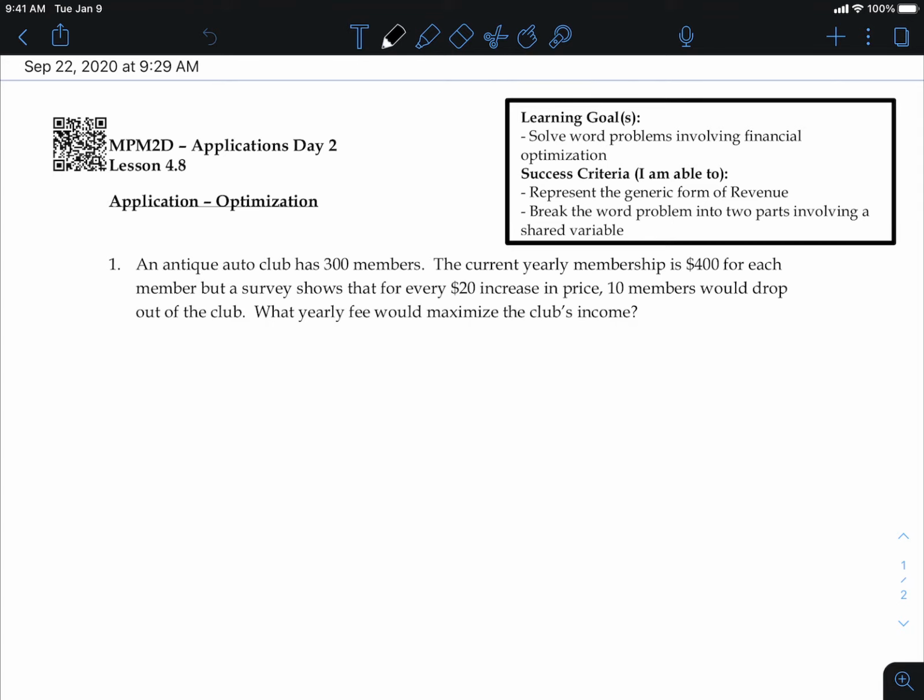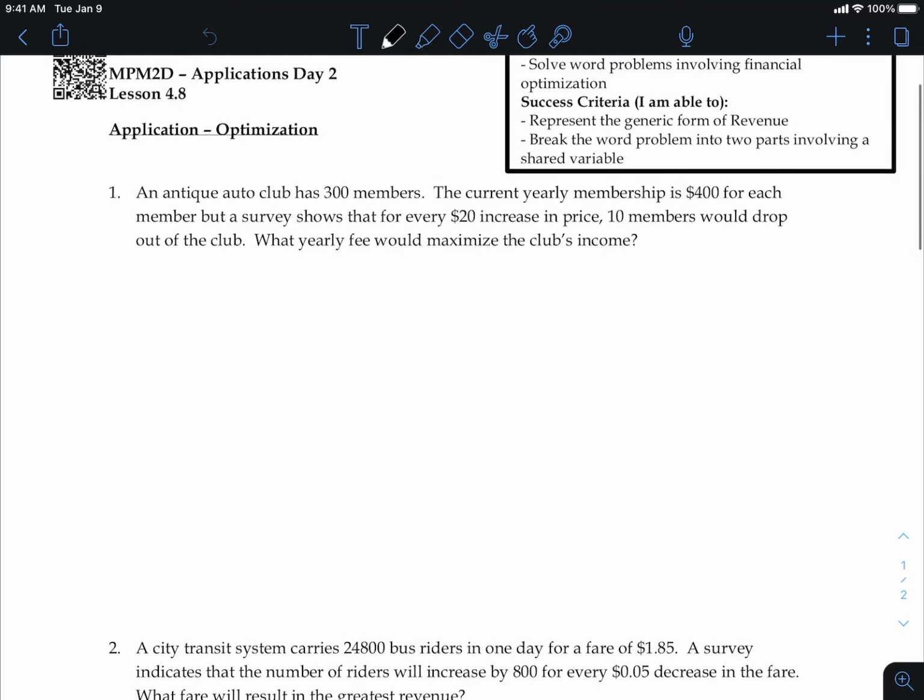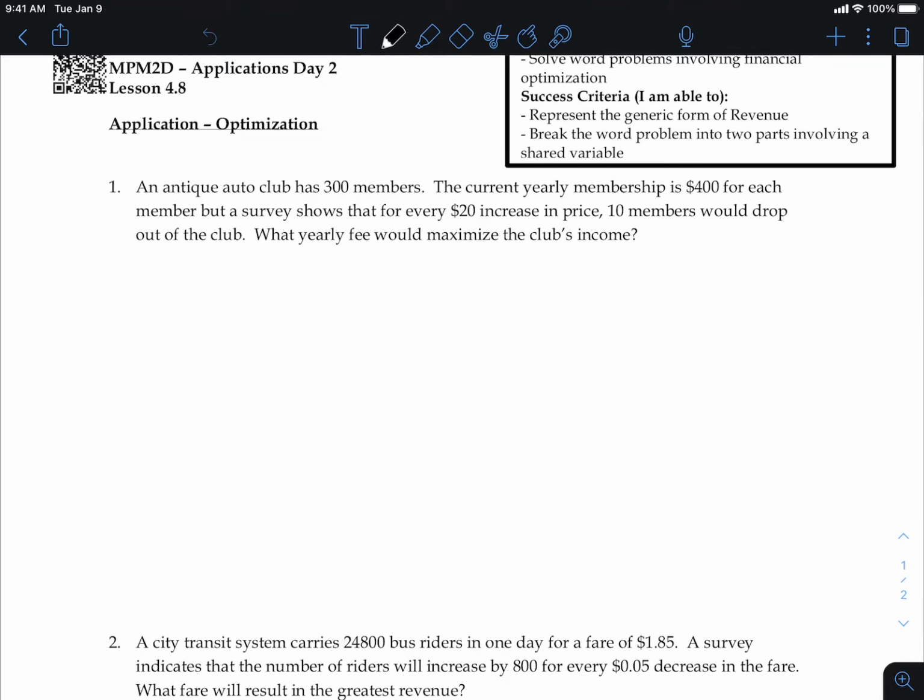An antique auto club has 300 members. The current yearly membership is $400 for each member, but a survey shows that for every $20 increase in price, 10 members would drop out of the club. What yearly fee would maximize the club's income?